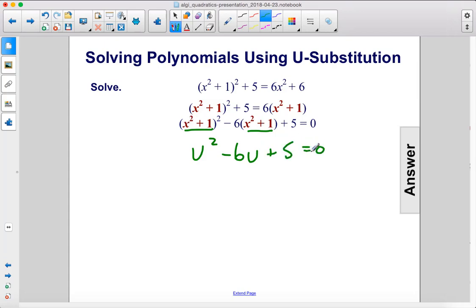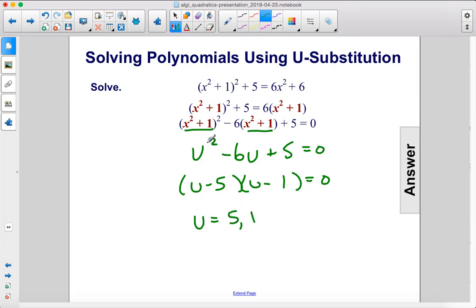plus 5 equals 0. Now we can factor. So this is negative and that's positive, which means these are both negative. 5 times 1 gives us 5, 5 plus 1 gives us 6. So 5 and 1 will work, which means that u equals 5 or 1.